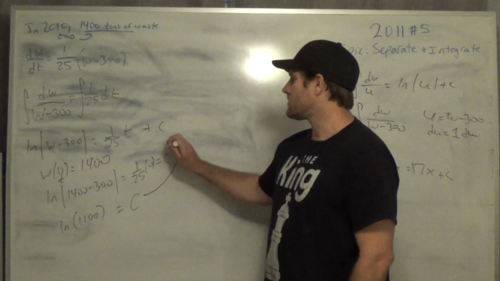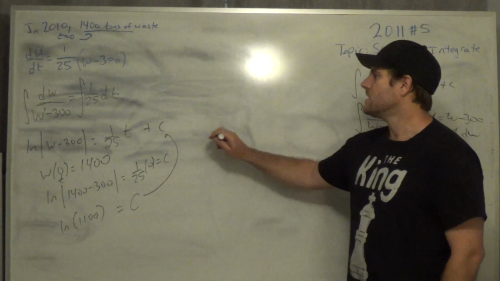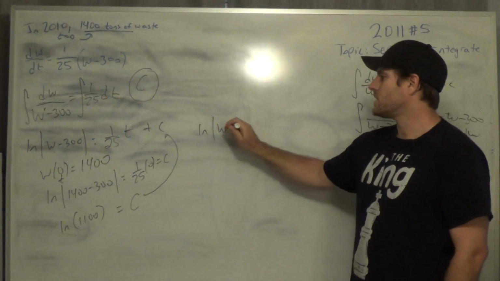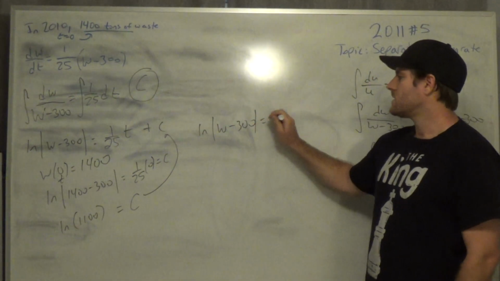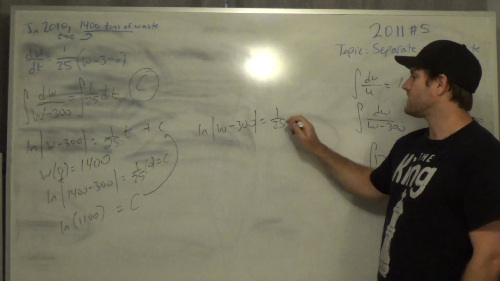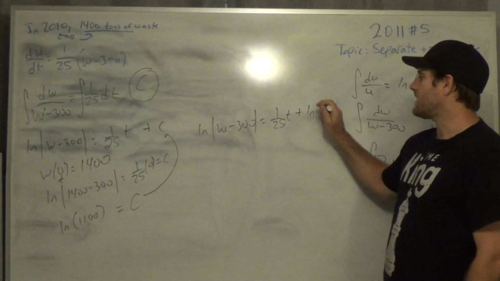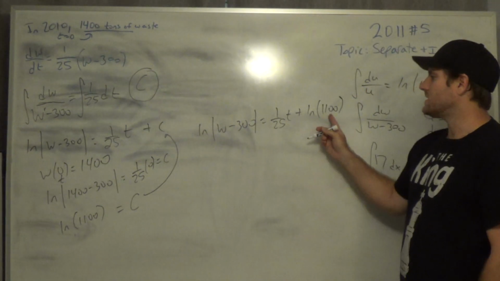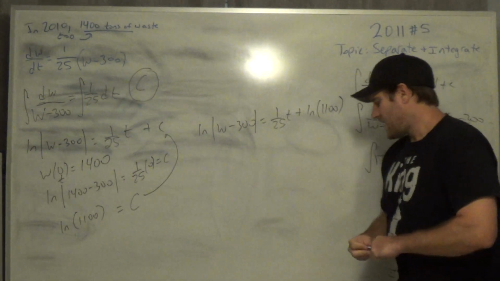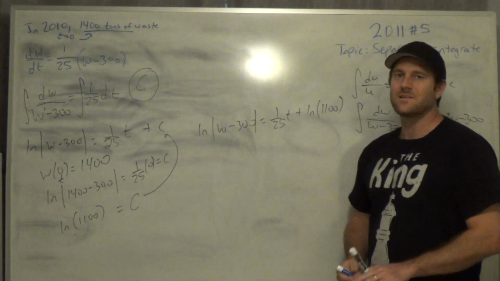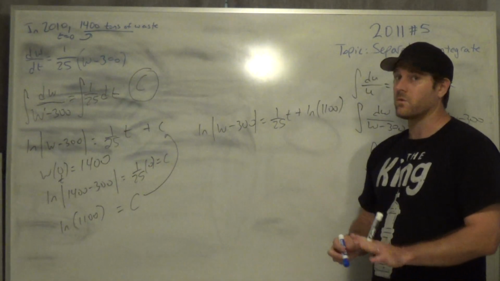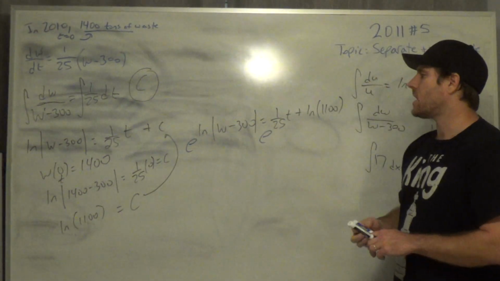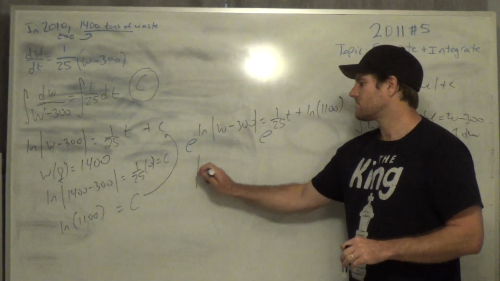So we separate, integrate, solve for c, plug c back in. By the way, we are doing part c. So we get ln of w minus 300 equals 1 over 25 t plus ln of 1100. So we just take the c and we plug it in there. And now all we got to do is get w by itself. We could simplify a bunch of stuff when we do this problem, but we're not going to. No, no, no. We just want to get our points. Last point is just getting w by itself. So we ln both sides.